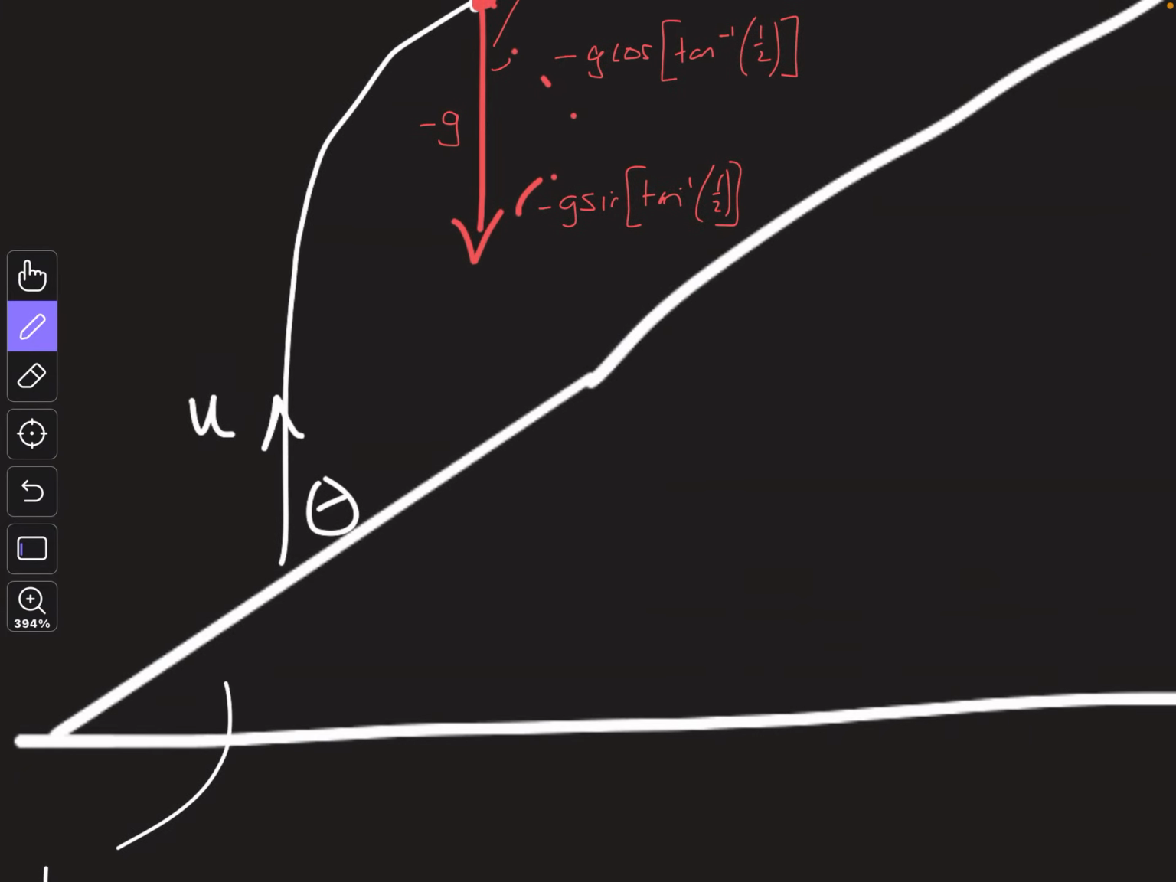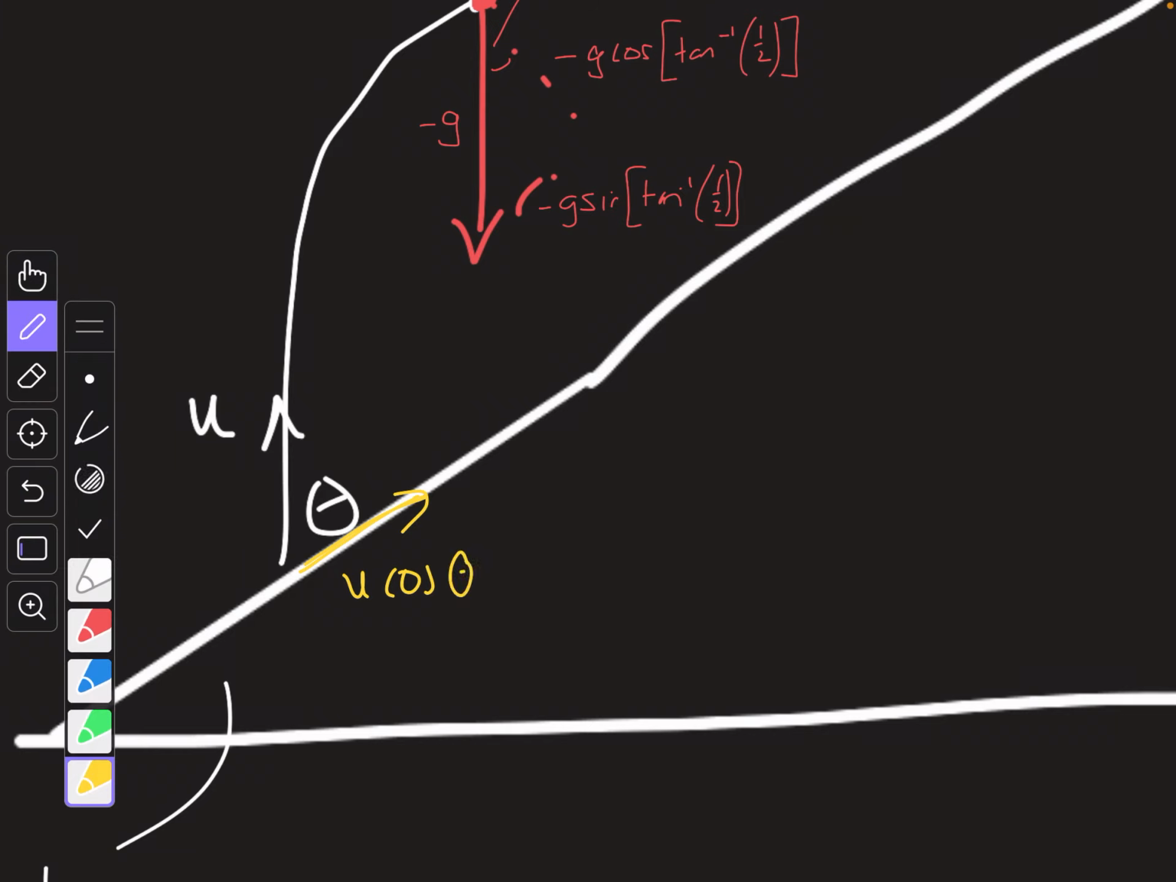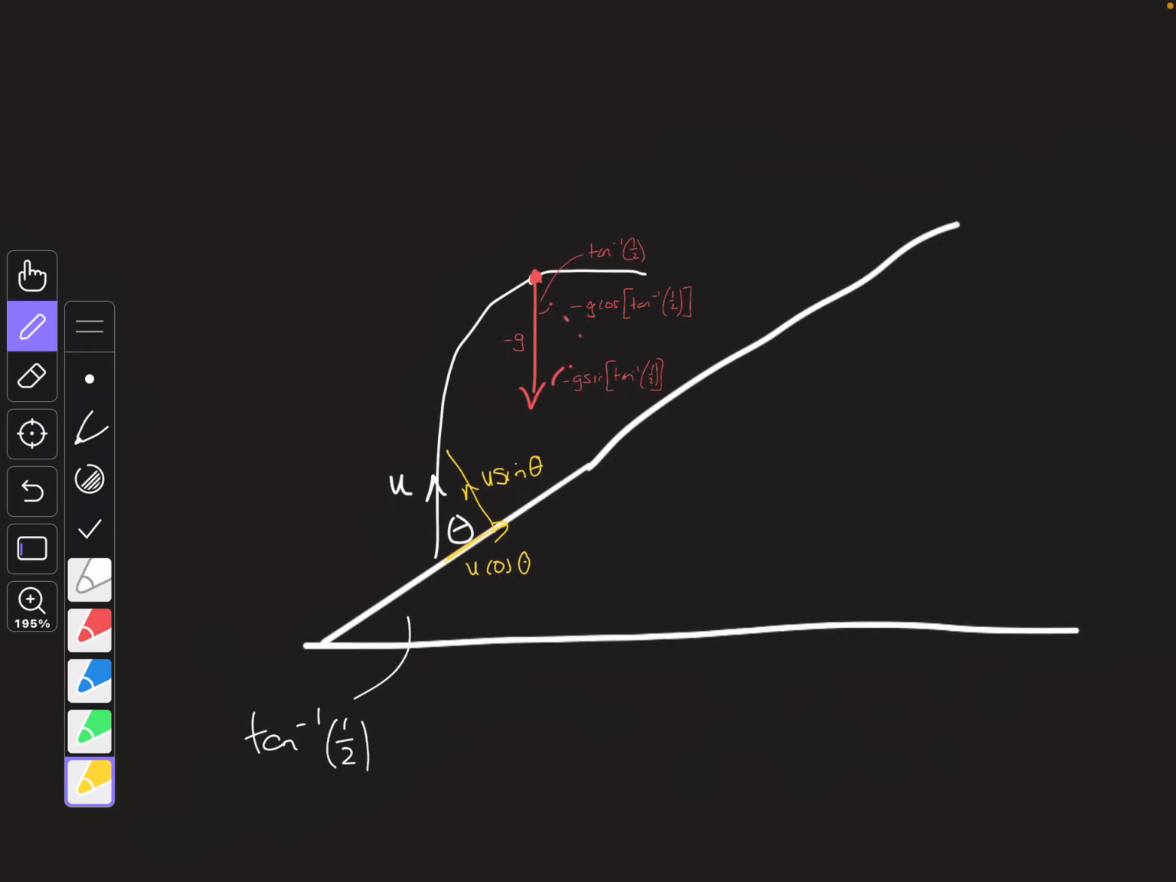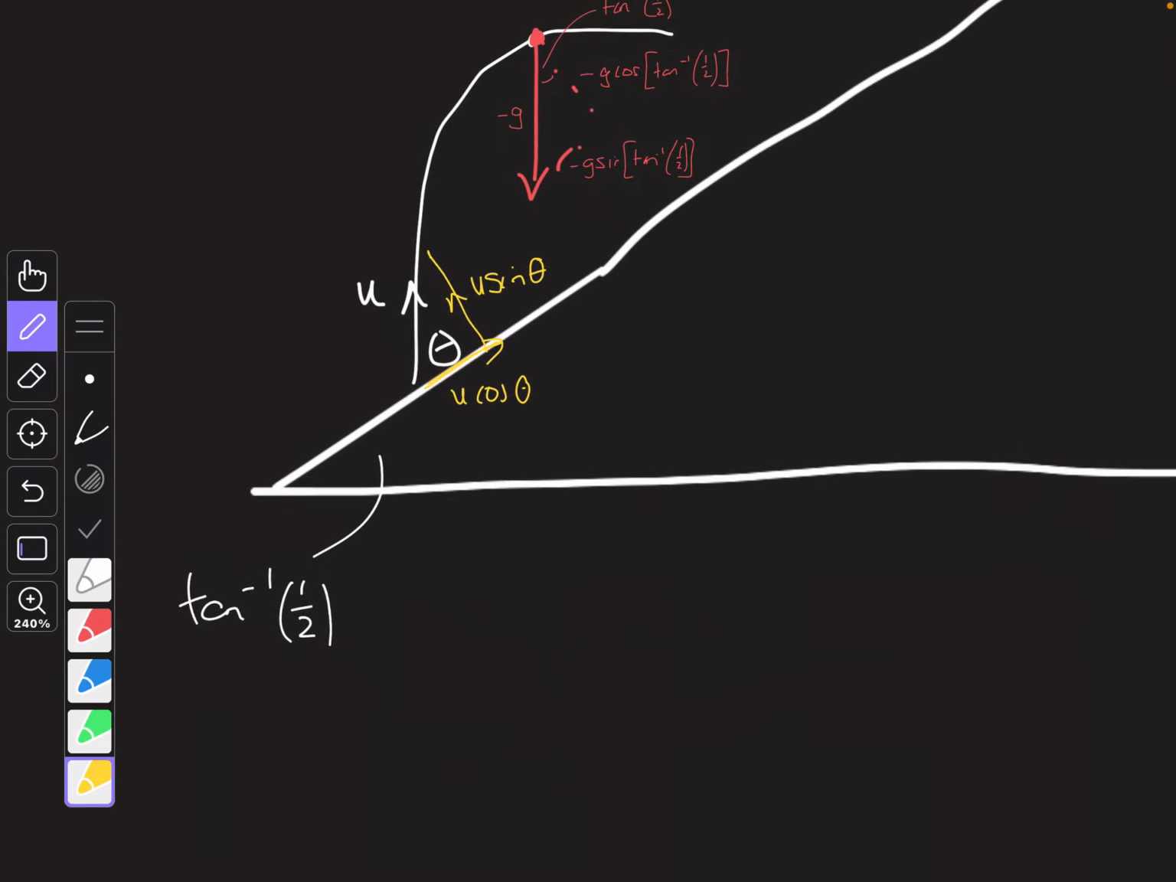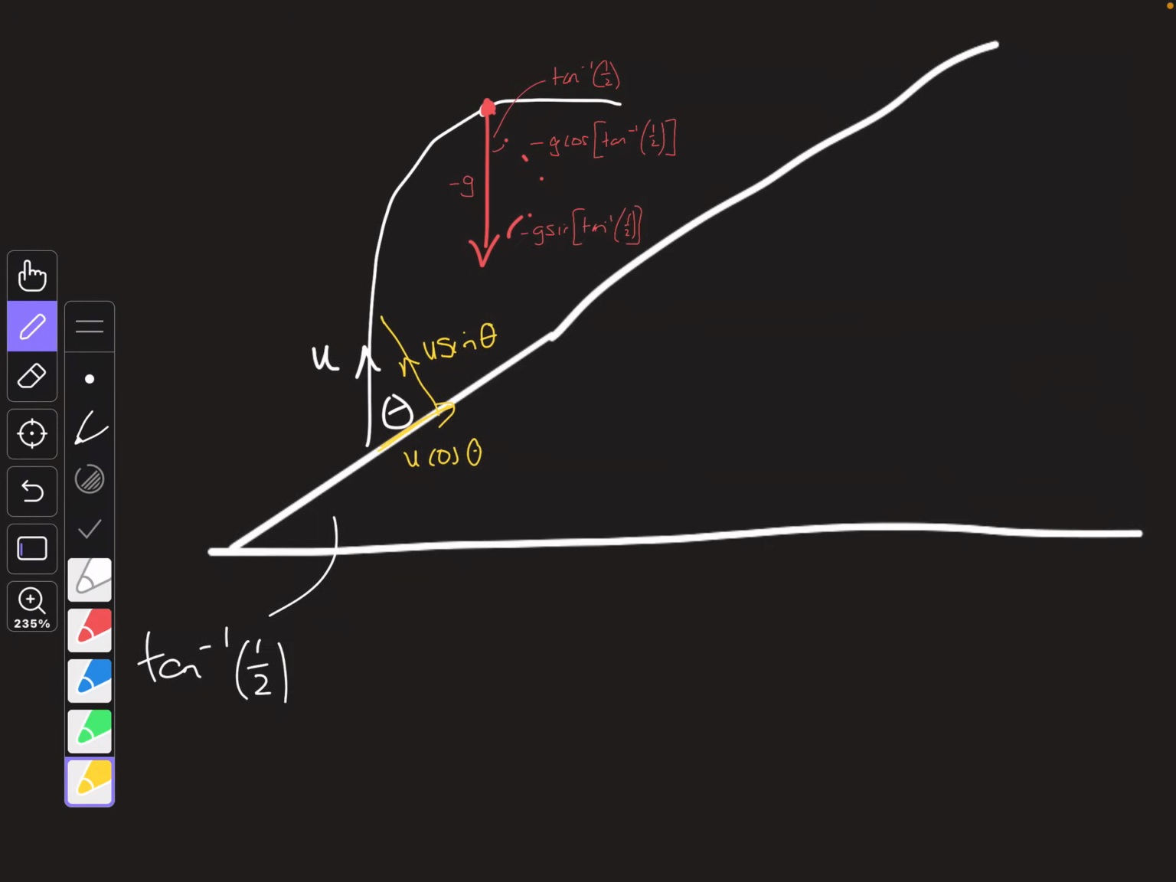Over here we've got our u. I might as well do this on the graph while I'm here. So in the i direction, that's going to be u cosine theta. And over here in the vertical direction, that's going to be u sine theta, because it's opposite. So just filling in all the major details there to get me started.